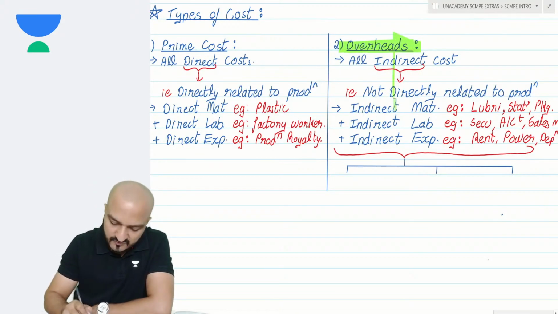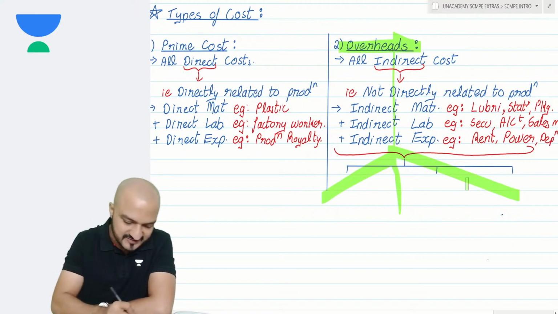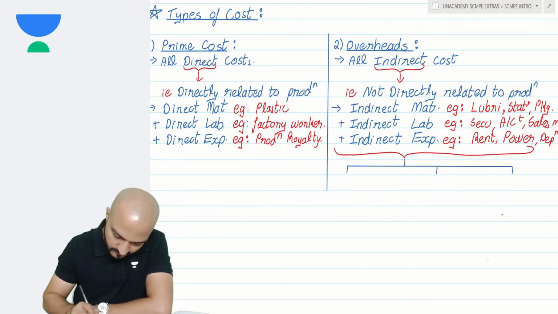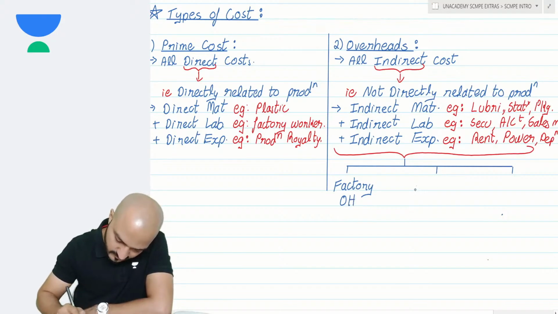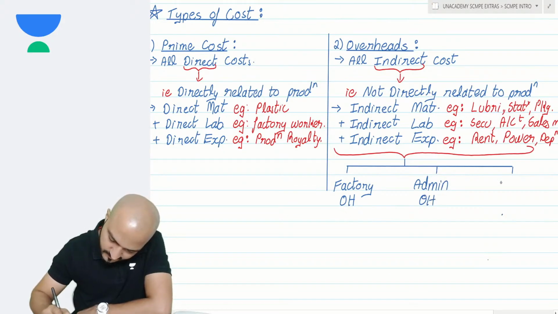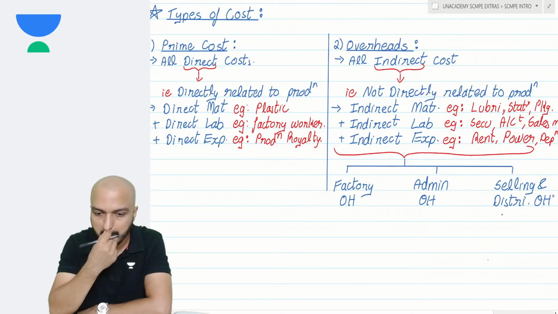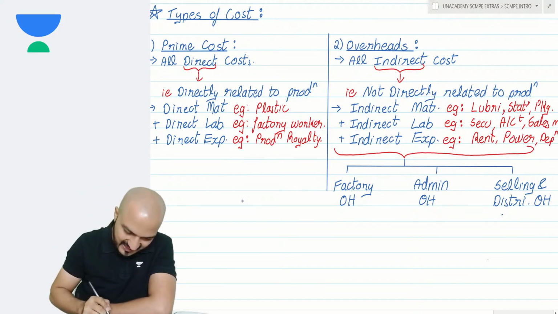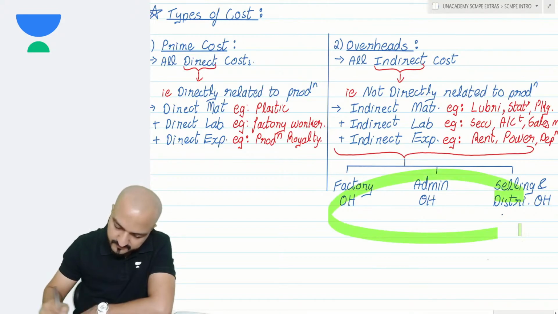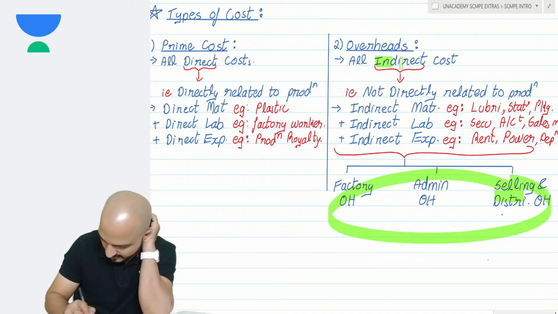My overheads can be further classified into 3 components. Do you know the names? One is called factory overheads. Then you can have admin overheads. And then you have selling and distribution overheads. So factory overheads, admin overheads, selling and distribution overheads, all of them are another classification for indirect cost.